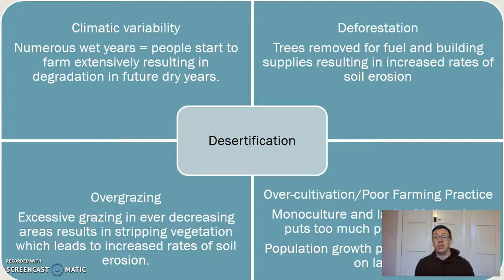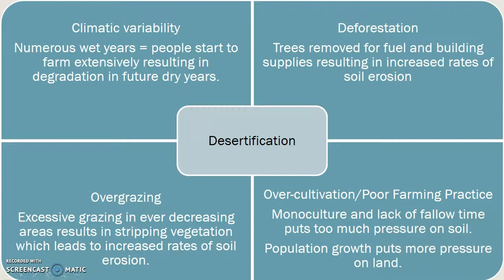Deforestation: people in a lot of these areas, we tend to be talking about the developing world, and trees will be used for fuel, they'll be used for building materials, and then you lose the roots of those trees which help to bind the soil together. Overgrazing, the last two are together, and I'm aware that I'll take me away for a moment.